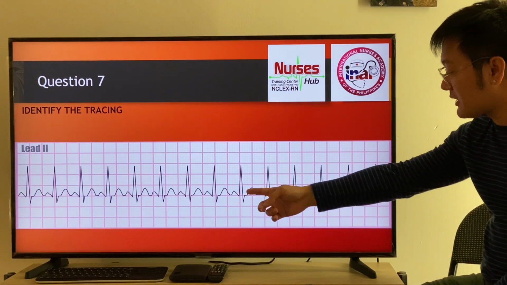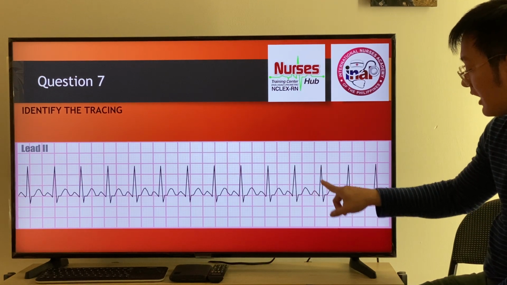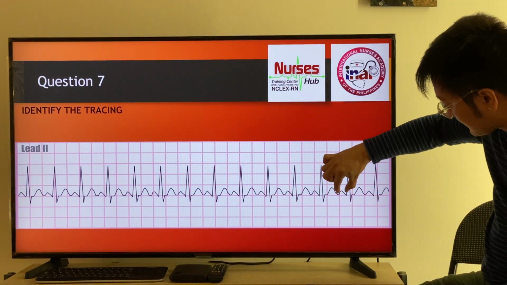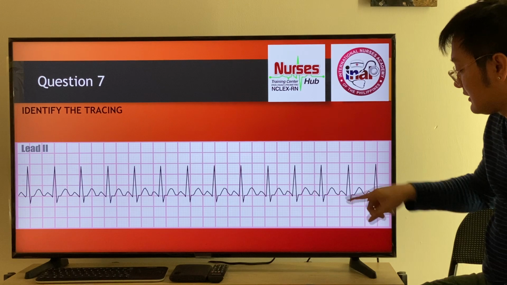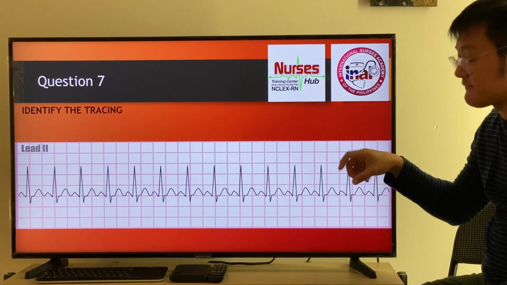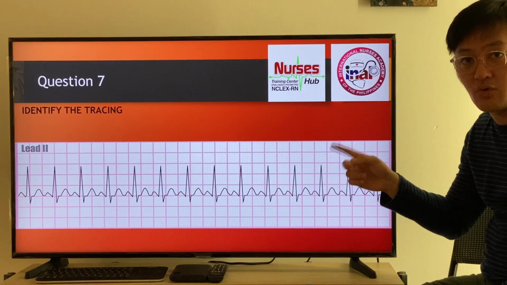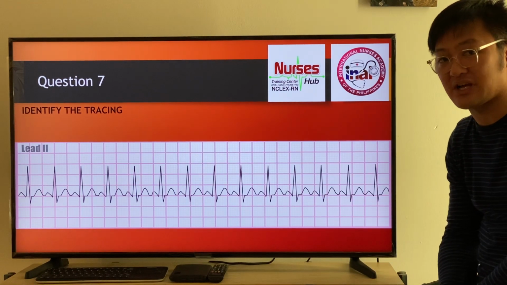So all waves are complete. You have the P, Q, R, S, T, am I right? Waves are complete. PR interval is normal, okay? Rhythm, they have a regular rhythm. It's just that the heart rate of the patient is more than 100. So what tracing is this? This is what we call sinus tachycardia.